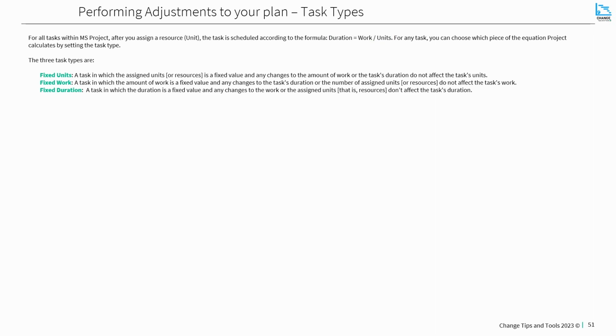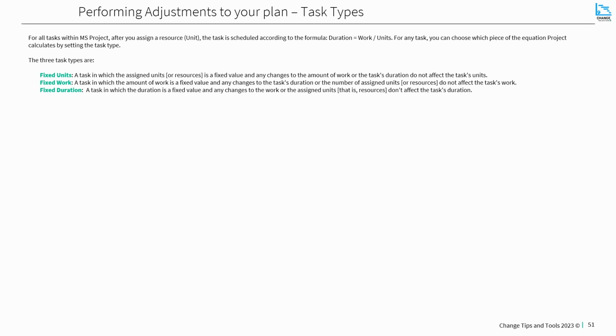There are 3 task types, which are fixed units. This is a task in which the assigned unit or resource is a fixed value, and any changes to the amount of work or task duration do not affect the task's units. You've then got fixed work. So this is a task in which the amount of work is a fixed value, and any changes to the task duration or the number of assigned units do not affect that task's work.